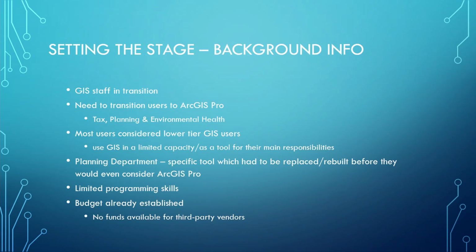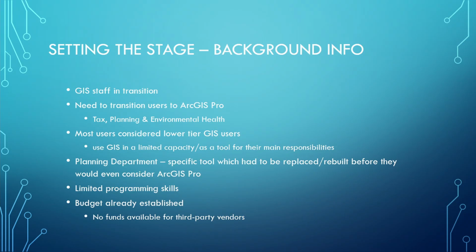But as I walked in the door, a lot of things I noticed had kind of stagnated. And one of those being that many people are dealing with the need to migrate from ArcMap to ArcPro. So we've got about 25 to 30 users that I would consider kind of a lower tier user that's utilizing ArcMap across tax planning and environmental health. When I say lower tier, I don't mean to degrade anyone, but they're not power users. They're using it as a tool to kind of supplement their everyday needs.